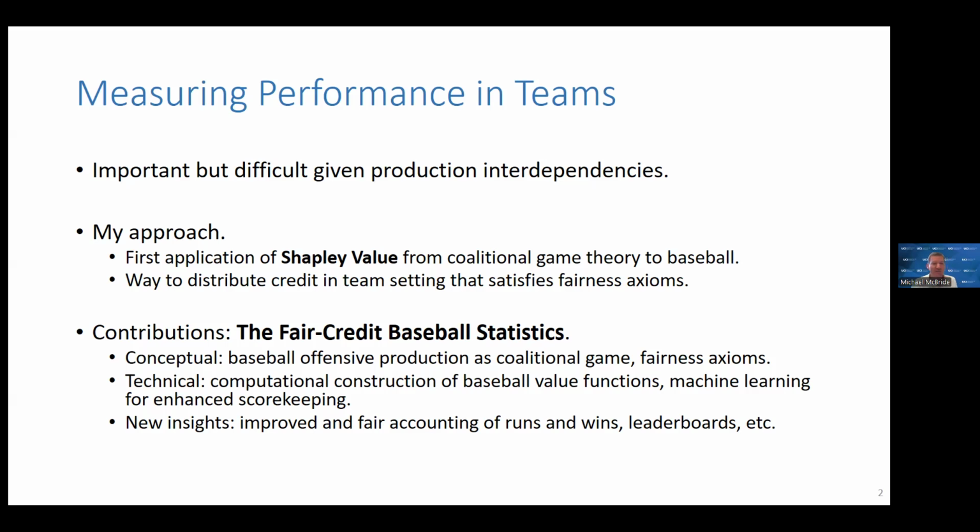I kind of put these contributions under this title. I call them the fair credit baseball statistics, and you'll see why I call them that. There are three kinds of contributions. There are conceptual contributions. I'm going to devise a way to represent offensive production in the sport of baseball as a coalitional game in the formal sense of coalitional game theory. And this is valuable because the Shapley value is derived from various fairness axioms. So I'm going to produce new statistics that satisfy fairness axioms, and no other baseball statistics can have this claim.